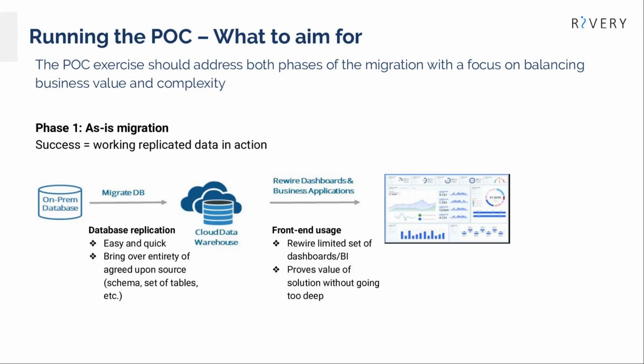So in phase 1, the goal here is to see replicated data in action. So based on the scope, replicate the entirety of the agreed upon data, which could be a set of tables from the database, an entire schema, or some other quantity or amount of data. Next, rewire certain business BI or applications to show the replicated data in action.